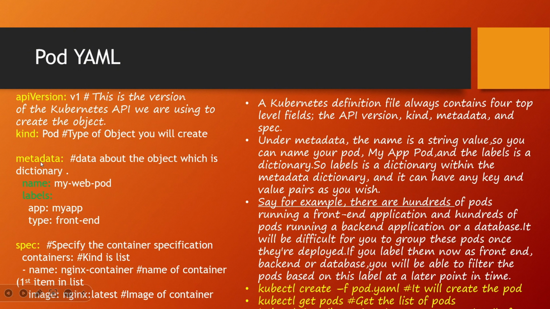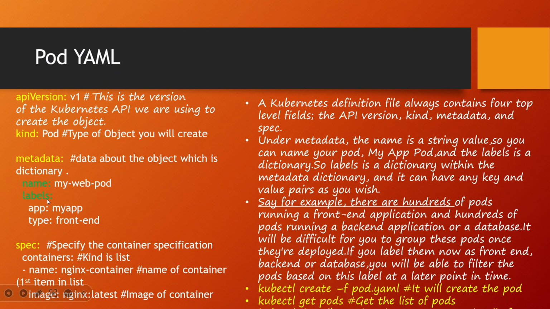Metadata is again in the form of a dictionary data type. What is dictionary data type? In a dictionary data type, you maintain key value pairs. Okay. So what is that? Inside the metadata, the very first thing I have mentioned is the name. What is the name of my pod? So my pod name is my web pod, let's say. Okay. The next is the labels.